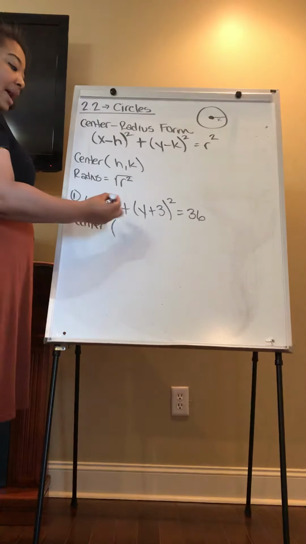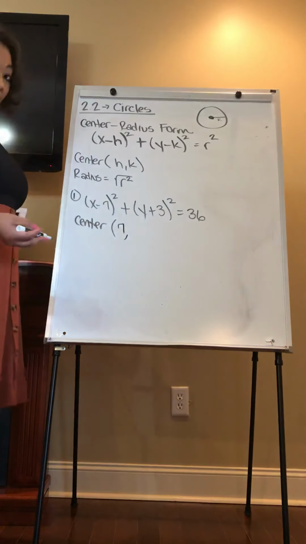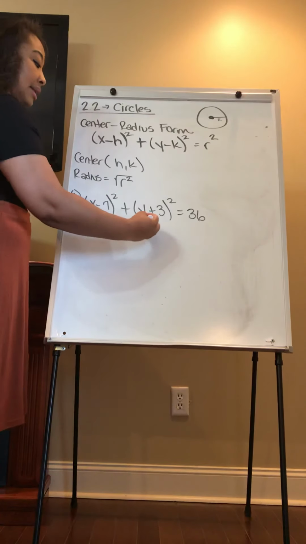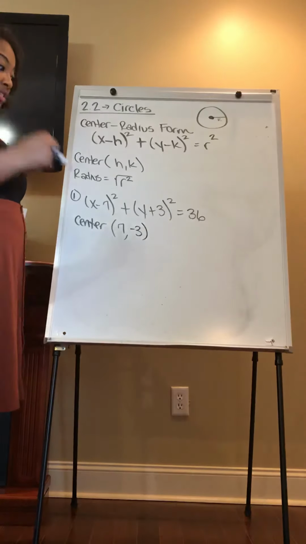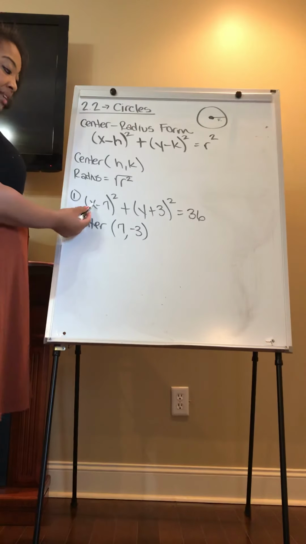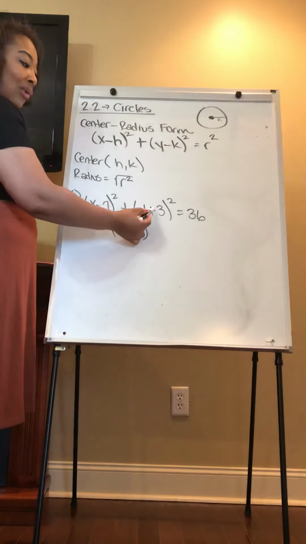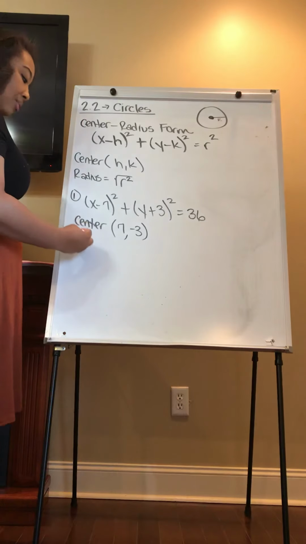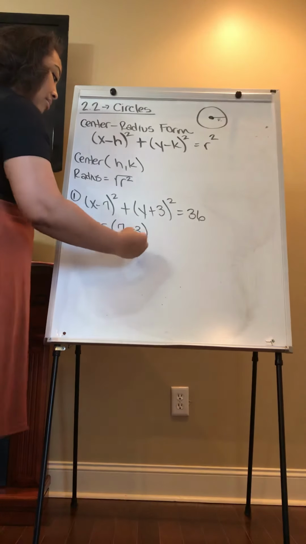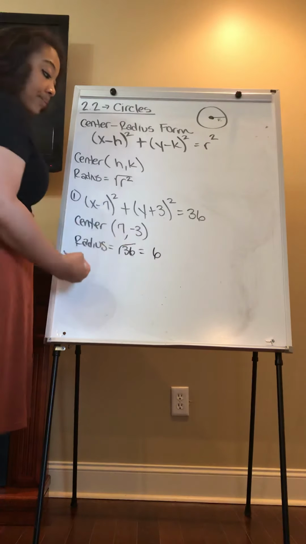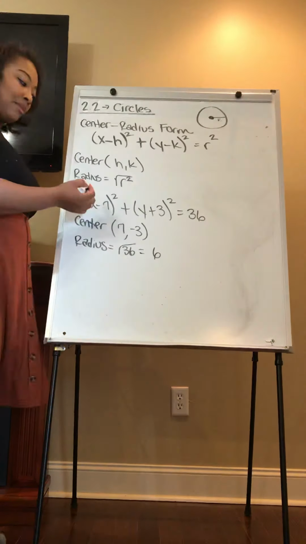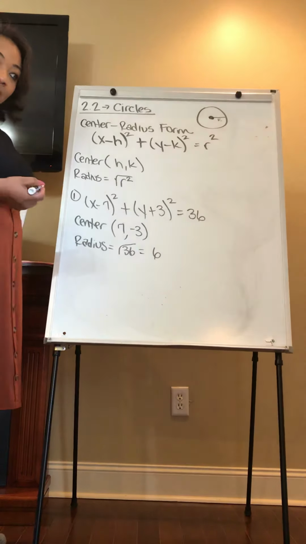So if I got minus 7, then my x-coordinate will be a positive 7. If I have a plus 3 for my y-coordinate, it will be negative 3. So the center of the circle will be the opposite sign of what you see in the parentheses. So the x-coordinate will be positive 7. The y-coordinate will be negative 3. Now the radius would simply be the square root of 36, which we all know is 6. And that's what I'm looking for. For the circle section, I need you to be able to give me the center, and I need you to be able to give me the radius.